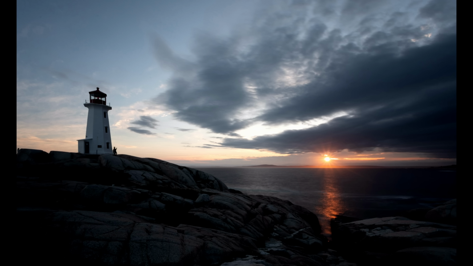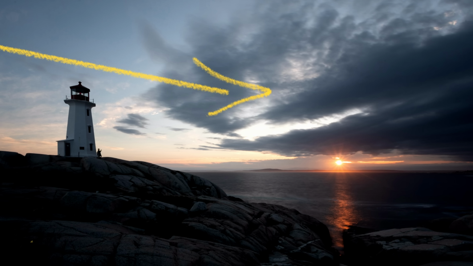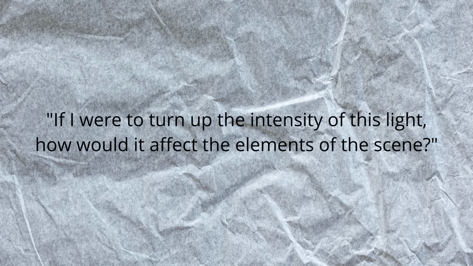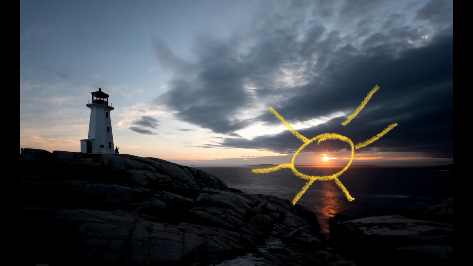So first, determine the light source. In this case, it's pretty obvious, the setting sun. If the sun or light source is coming from outside the frame, you need to clearly understand from which side, up, down, below, or above it's coming from. Two, and this is very important and the key to this working, ask yourself the following question. If I were to turn up the intensity of this light, the sun, how would it impact the elements of the scene? It's time to pull out our physics lesson from earlier today.